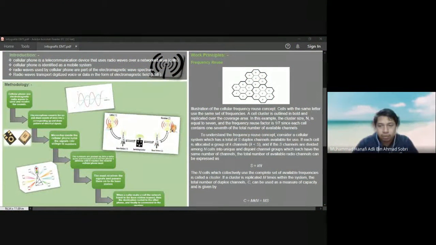Assalamualaikum warahmatullahi wabarakatuh. My name is Muhammad Hanafi Adli bin Ahmad Sobri. My metric number is CE190071 and I am from Group 1, Section 5. Today I will present the work principle of the cellular phone.